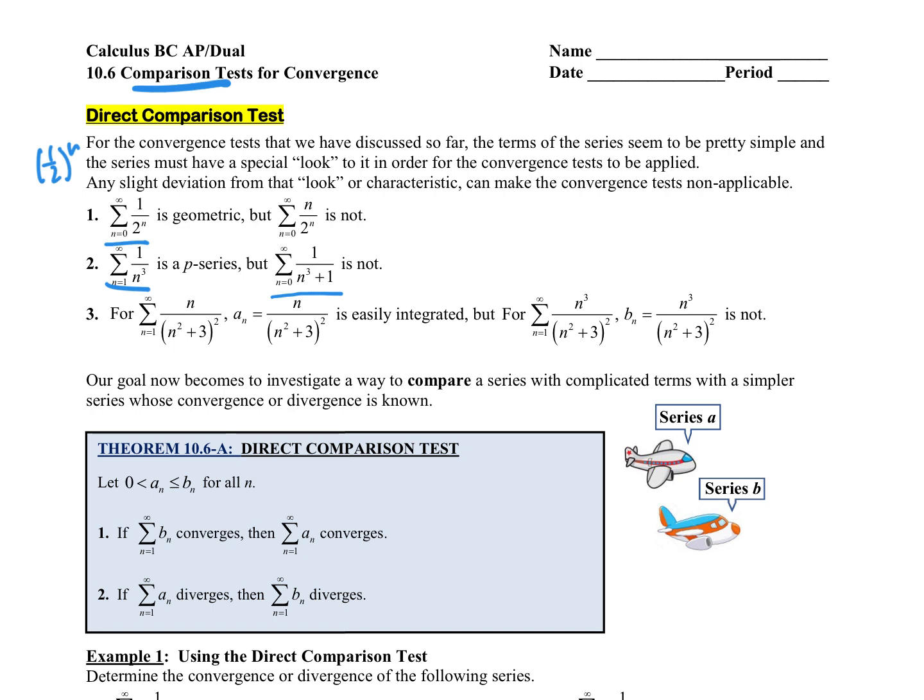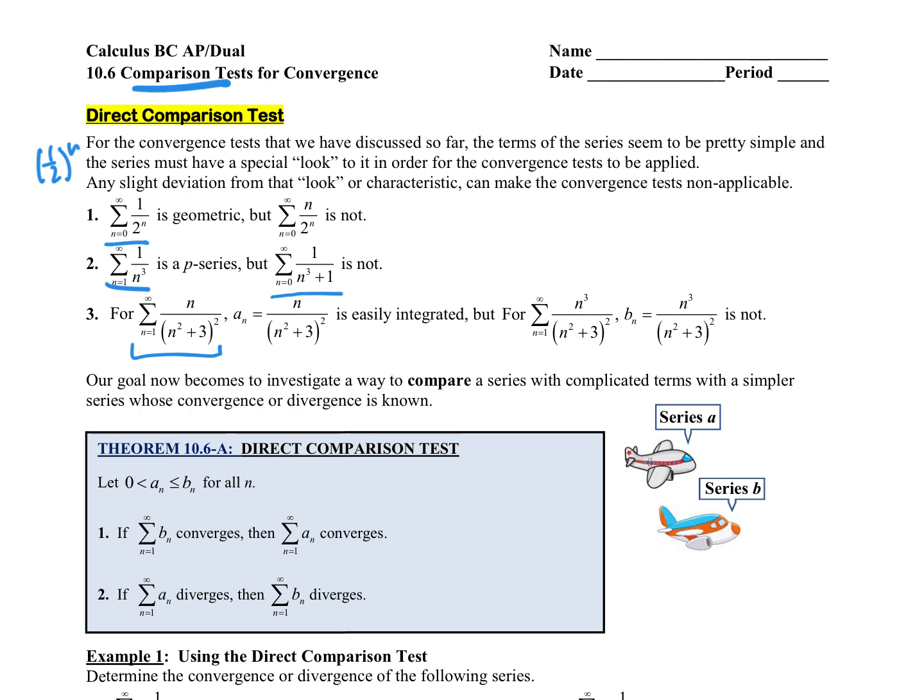And then this one here is really easy to integrate with an easy u substitution, but the second you put the n in the top and make it n cubed, it is much more difficult to integrate, so we can't use the integral test on this. But we might be able to compare them because they look so similar.